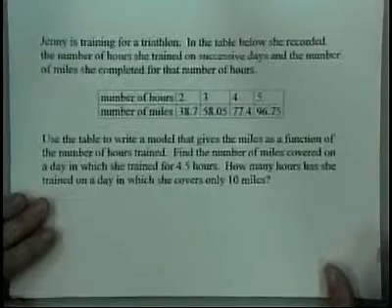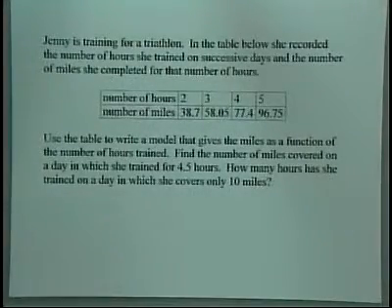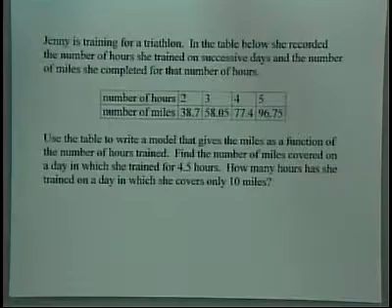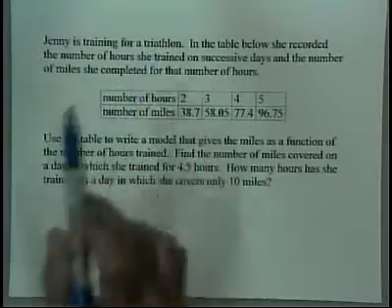Jenny is training for a triathlon. In the table below, she recorded the number of hours she trained on successive days and the number of miles she completed for that number of hours. Remember that a triathlon is swimming, biking, and running.